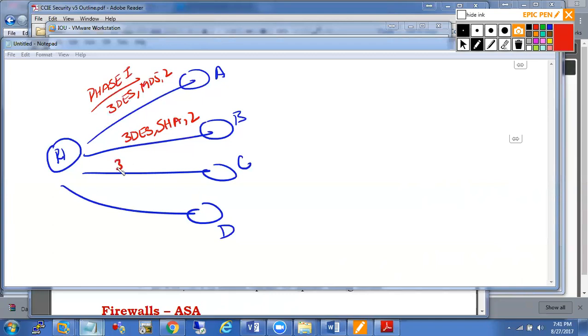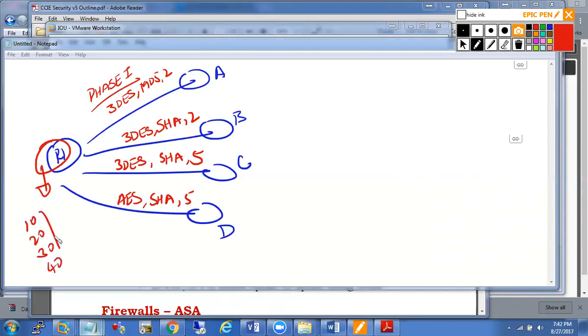This guy over here says triple DES, SHA, and 5. This guy says AES, SHA, and 5. If you take a look at it over here, every one of them requires a different type of phase 1 policy. So how many policies would you create on router 1 for this? Because each one is different, you would create a policy 10, 20, 30, and 40. Everybody agree with that? Yeah?